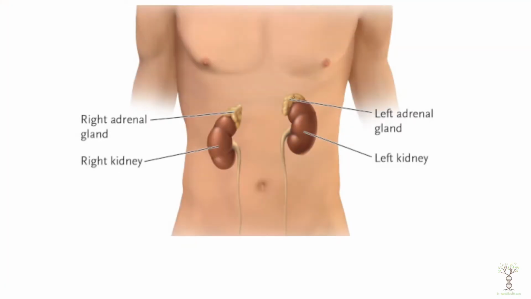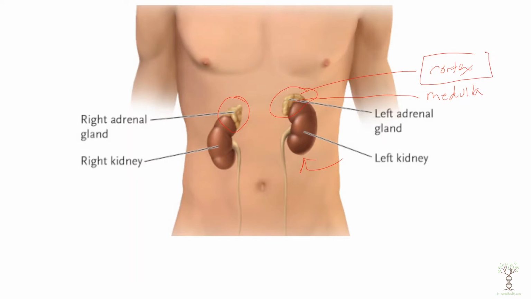The adrenal glands are located on top of the kidneys. The kidneys are located in the back of our abdominal cavity, so all of our digestive organs are in the front. And when we zoom in and look at the adrenal gland, we will see that there is an outer part called the cortex and an inner part called the medulla. The inner and the outer part of the adrenal gland are controlled in different ways.